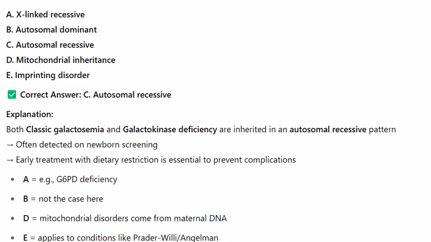A is, for example, G6PD deficiency. B is not the case here. D: mitochondrial disorders come from maternal DNA. E applies to conditions like Prader-Willi and Angelman.